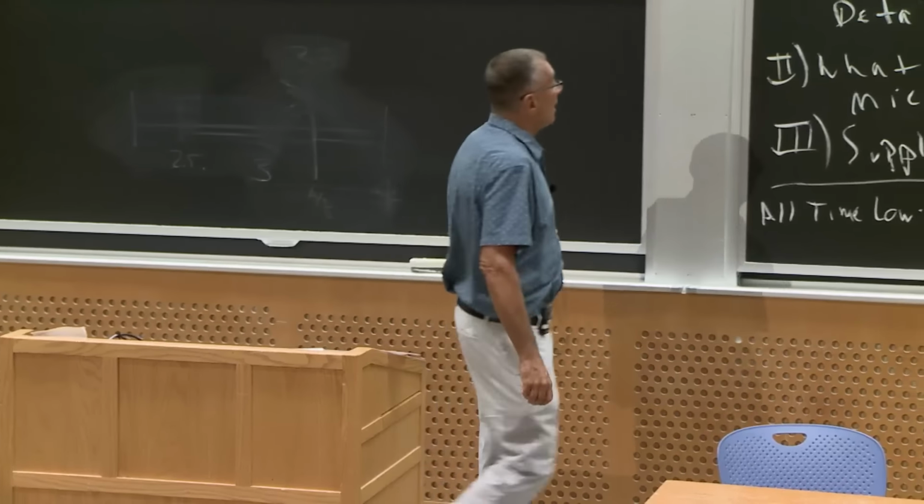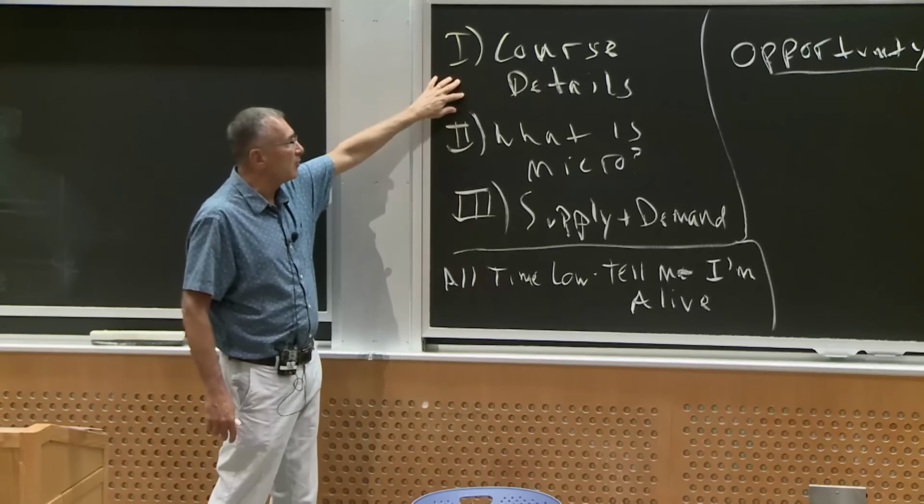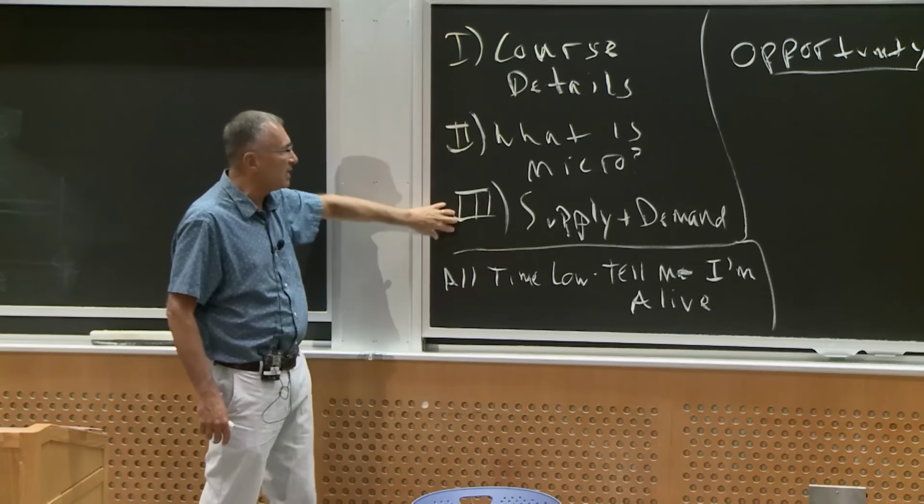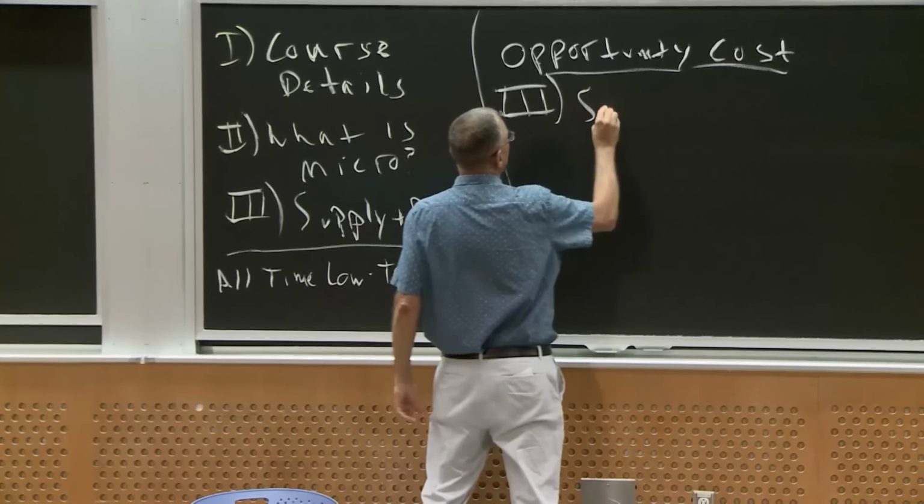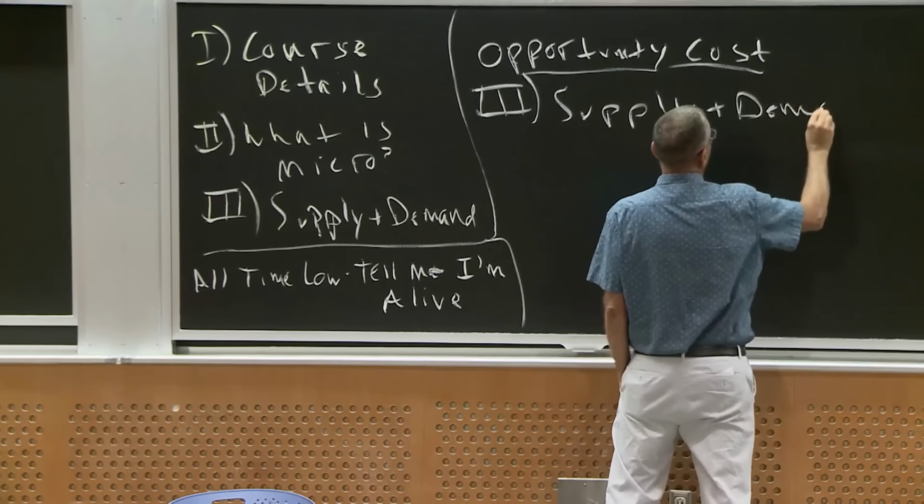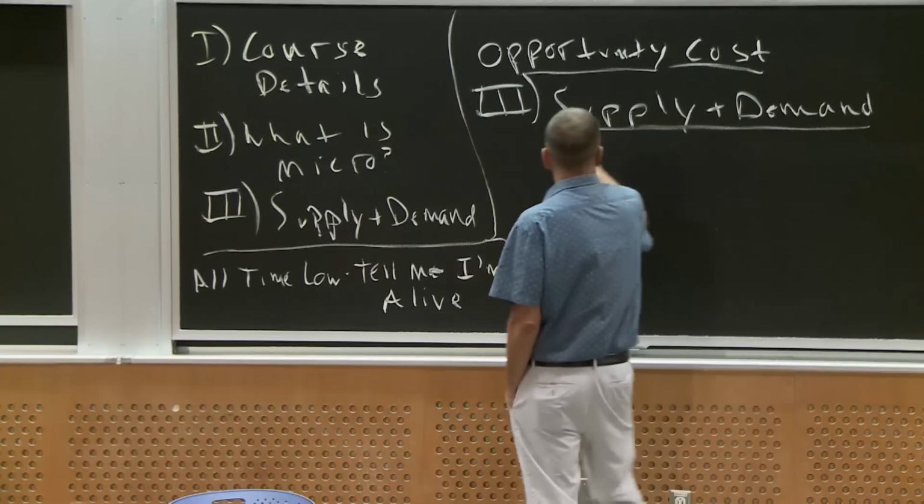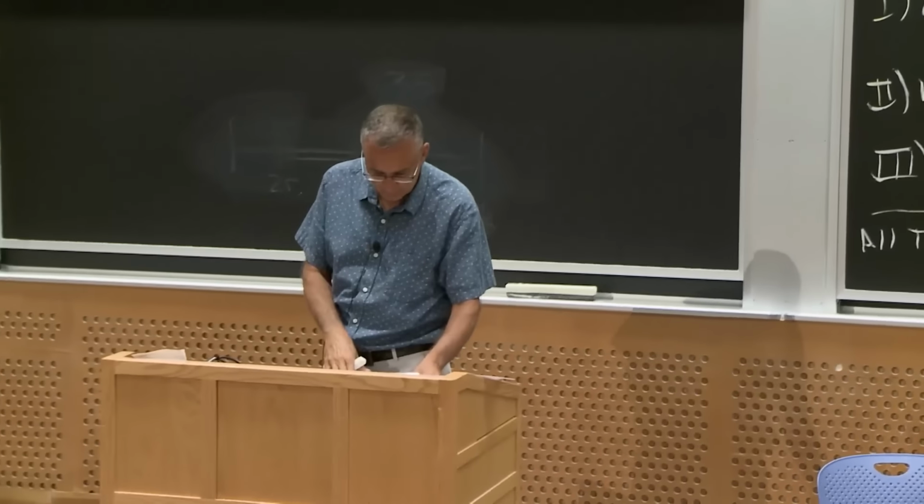Now, over here I'm usually going to try to do an outline of what we're covering. So we talked about course details, and what is micro I just did. Now let's talk about how we do that, what economics does, which is we use models. I'm talking about a model of supply and demand. How do we actually teach you all about these trade-offs?